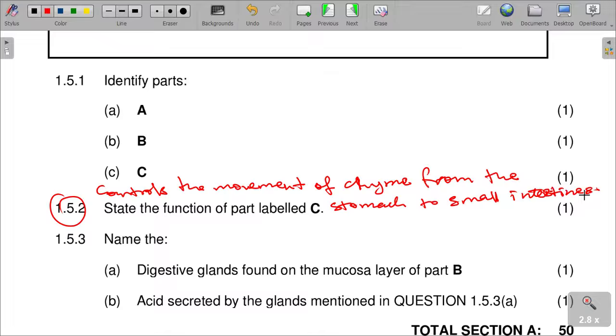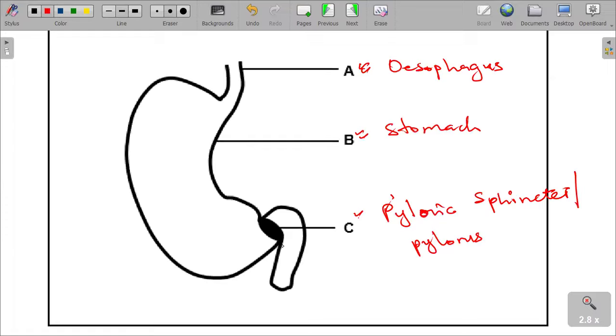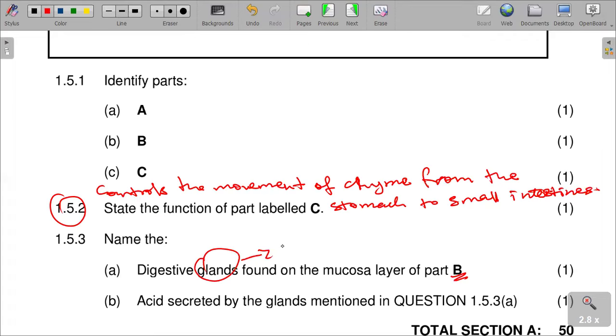And then name the digestive glands found in the mucosal layer of B. What are those digestive glands that are found there? I'm sure that if you refer very well, you know that B is the stomach. So in the stomach, the digestive glands found in the mucosal layer of B are the gastric glands, sorry.